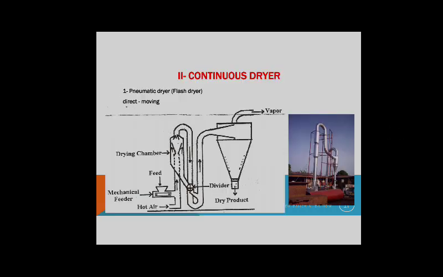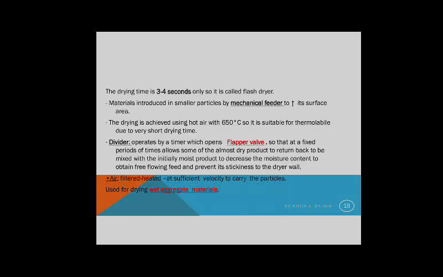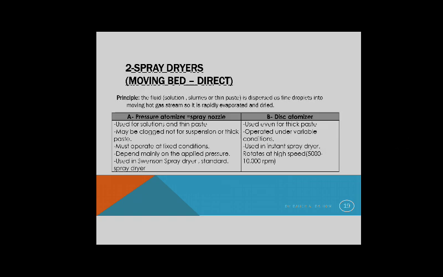Continuous dryers like pneumatic dryer or flash dryer. The drying time is 3 to 4 seconds only, so it's called flash dryer. It can be used for thermolabiles, of course. Spray dryer or moving bed dryer. Principle: the fluid solution or slurry is dispersed as fine droplets into a moving hot gas stream, so it is rapidly evaporated and dried. The atomizer may be a pressure atomizer or spray nozzle or disk atomizer.